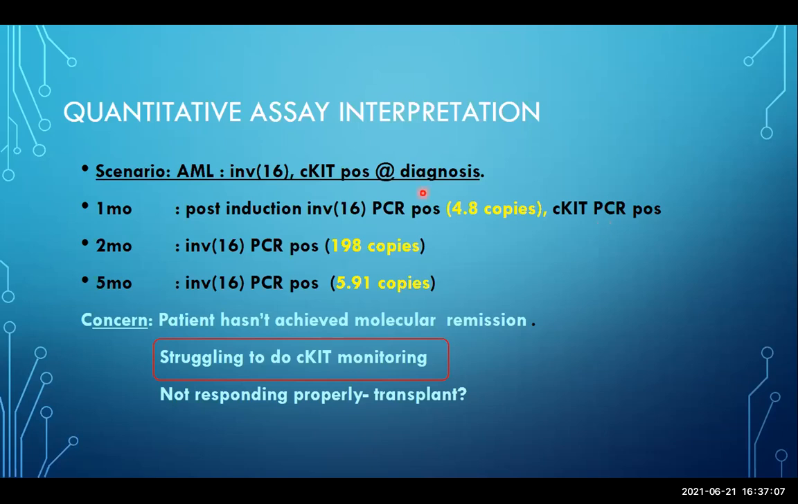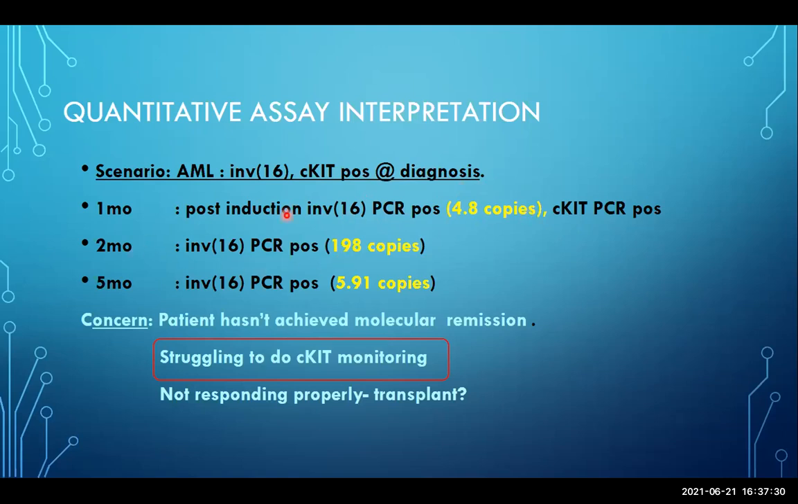The important thing here is your inversion 16 transcripts. They are what actually are causing the disease. So that is what you want to monitor in a case like this. This just aids with prognosis. But when I was told to help, all I was given was information. Clinician said, oh, it's 4.8 copies. Already I'm a bit nervous about what I'm going to see.